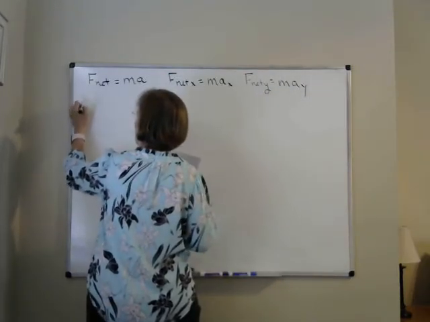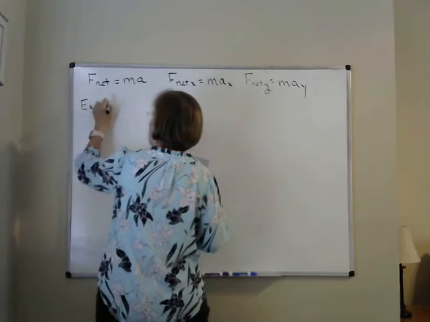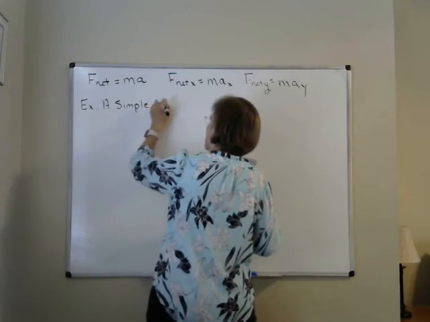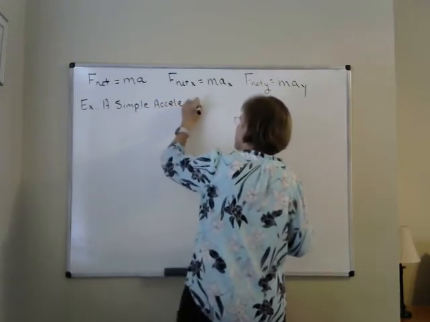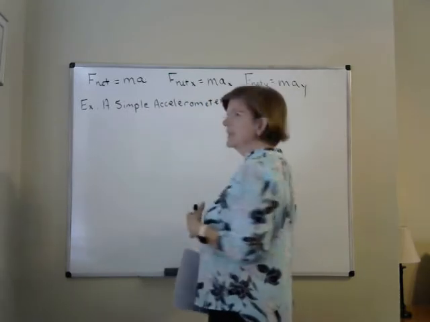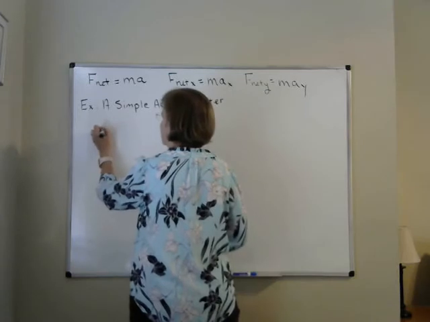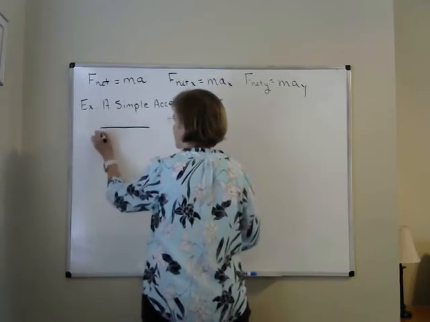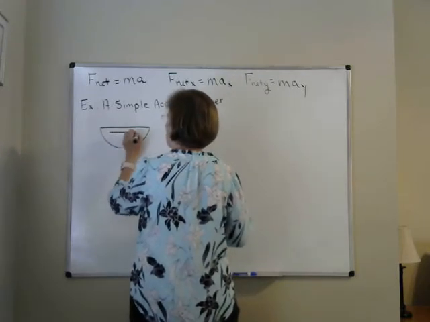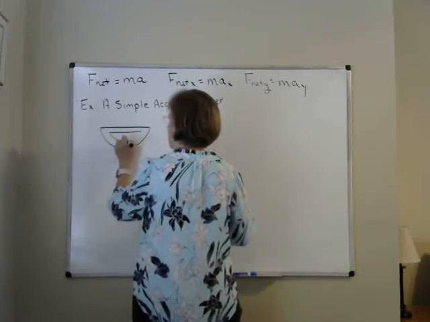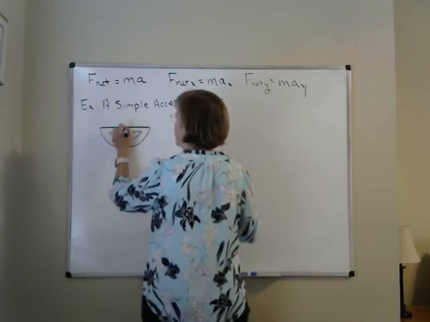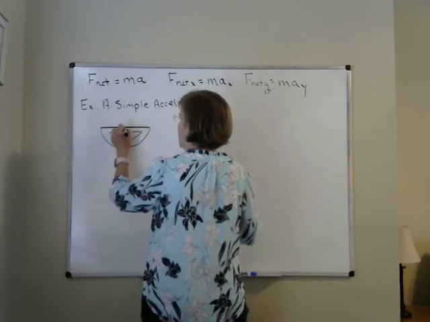This example is called a simple accelerometer. And you could actually do this. You would need a protractor. A protractor is one of those things we use to measure angles. And then you'd have to tie something to the protractor, like a key or another small mass.